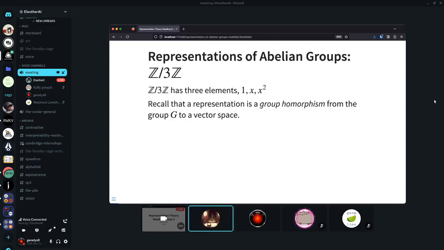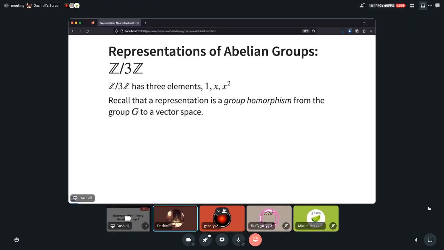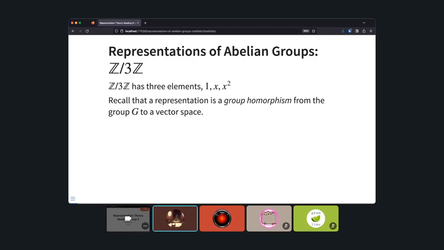But I'm just going to look at the second simplest abelian group, which is the cyclic group of order 3. You can think of this as 0, 1, and 2 with modular addition, or just 1, x, x squared. x times x is x squared, x times x squared is 1, et cetera. This is abelian, so it commutes.